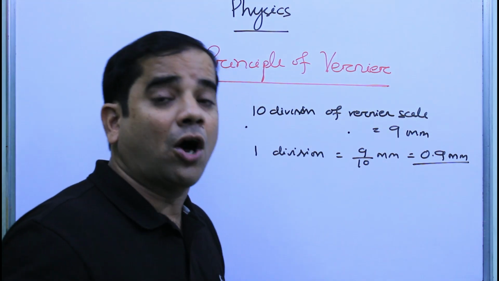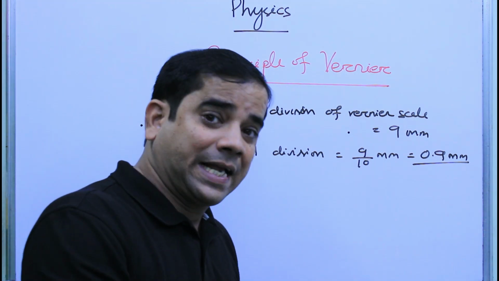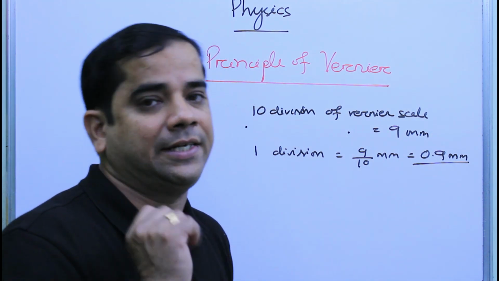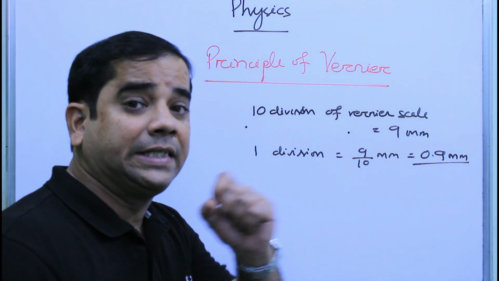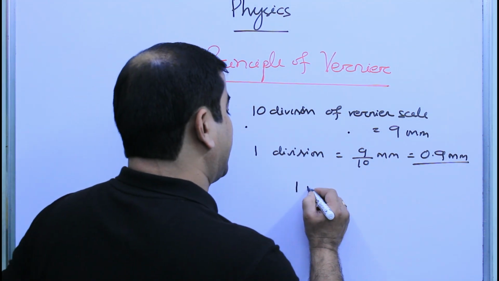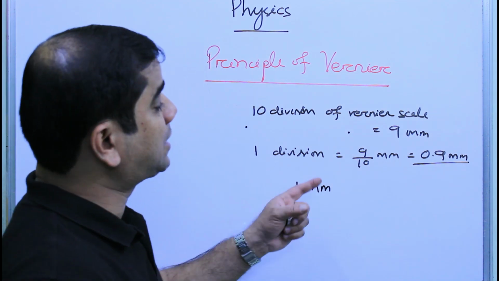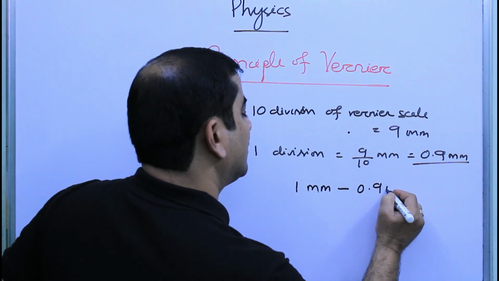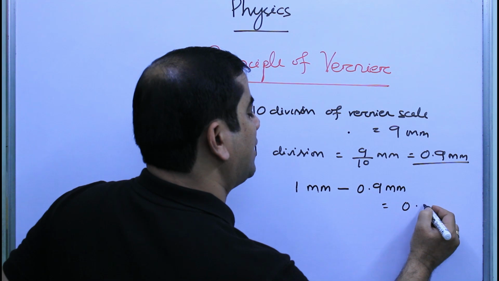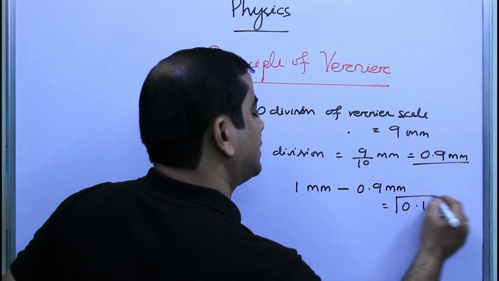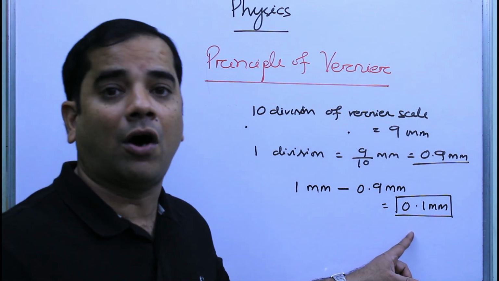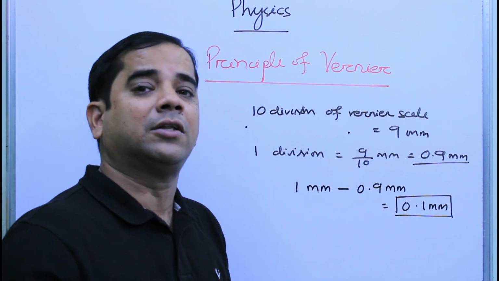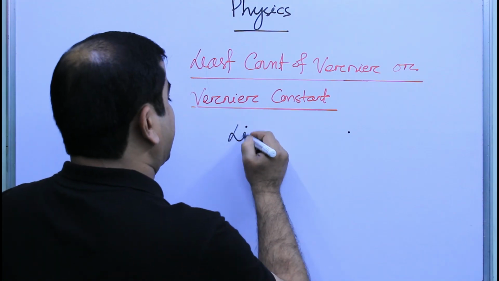So the difference of length of 1 division on main scale and 1 division of Vernier scale is considered as the least count. So in this case, what is the length of each division on main scale? That is 1 millimeter. And what is the length of each division on Vernier scale? 0.9 millimeter. So when we subtract, we get 0.1 millimeter. So this is considered as the least count of Vernier scale. So let us now discuss more about the least count of Vernier scale or the Vernier constant. So what would be the least count?